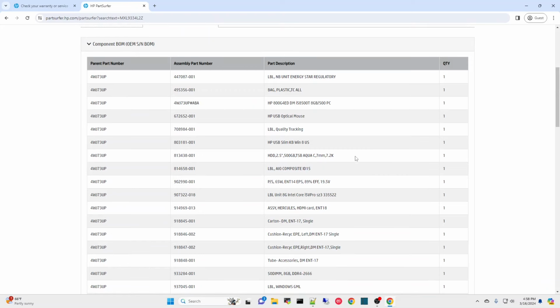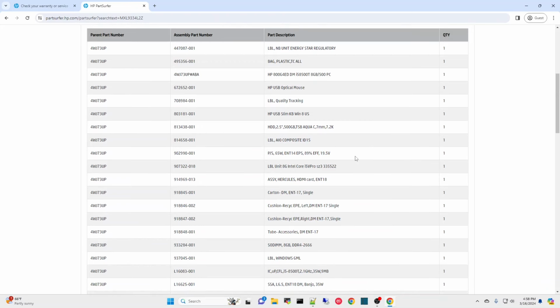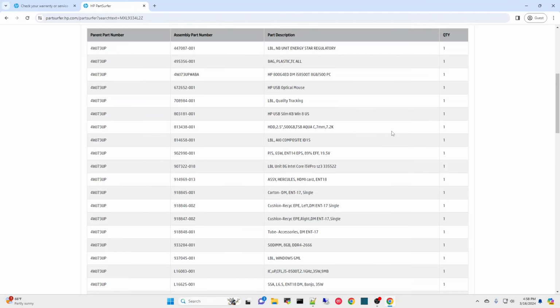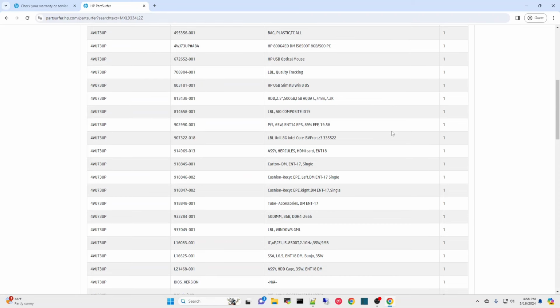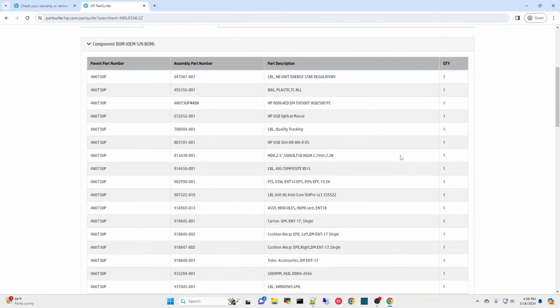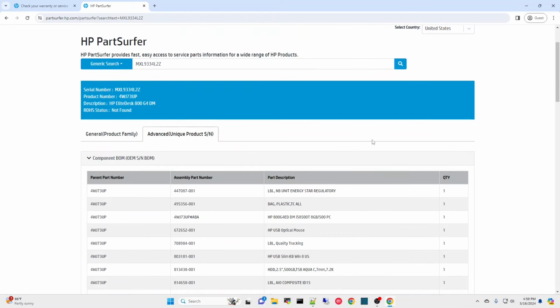How about this, must have been part of the keyboard and mouse with it, so that quality tracking. I know that some of this stuff is probably things that you could get. Interesting, the HDMI card. Kind of gives an idea. Let's see if we can find a couple other serial numbers.